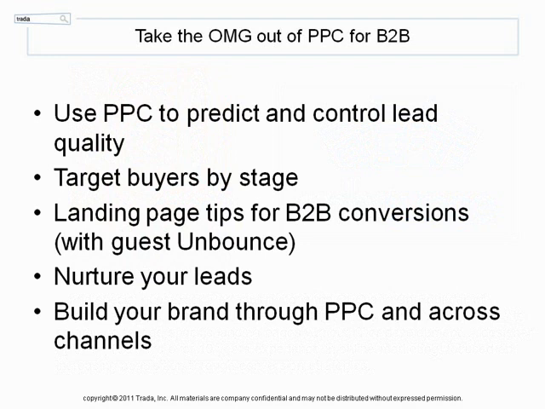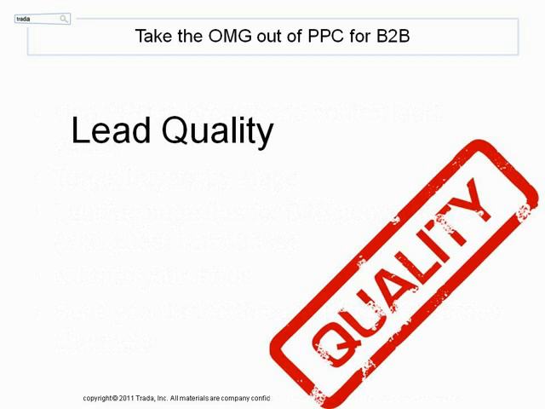So today we're going to talk about how you can use PPC to predict and control lead quality. We'll talk about how to target buyers by stage. We'll be joined by Rick from Unbounce to talk about landing page tips for B2B conversions. We'll talk about how to take what you've learned from targeting your buyers by stage and use that to nurture your leads. And then we'll go over how you can build your brand through PPC and how you can use that across channels. So let's start with predicting and controlling lead quality.